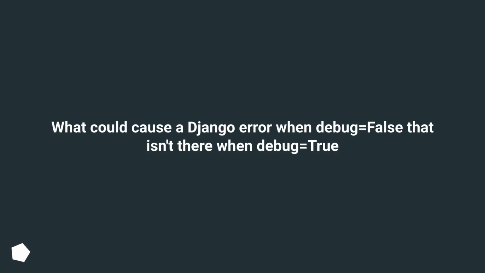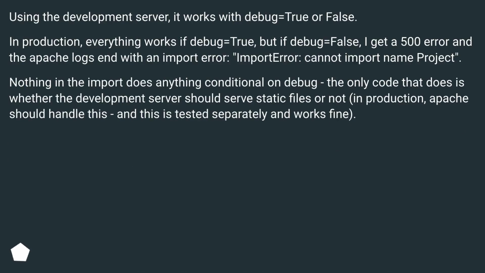What could cause a Django error when debug equals false that isn't there when debug equals true? Using the development server, it works with debug equals true or false. In production, everything works if debug equals true, but if debug equals false, I get a 500 error and the Apache logs end with an import error, cannot import name project.